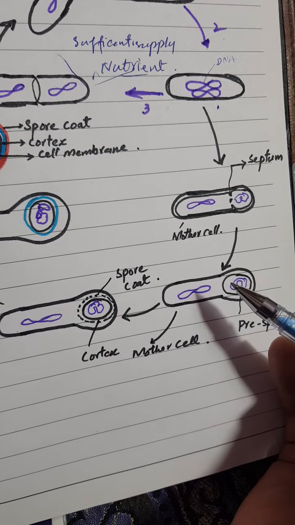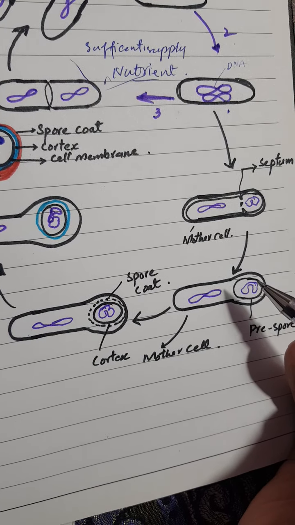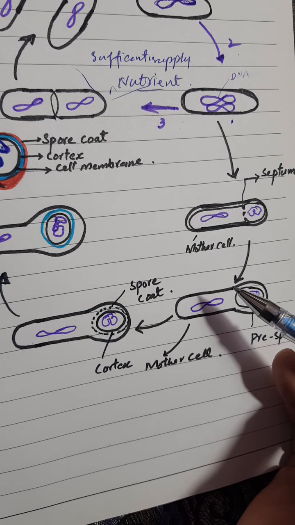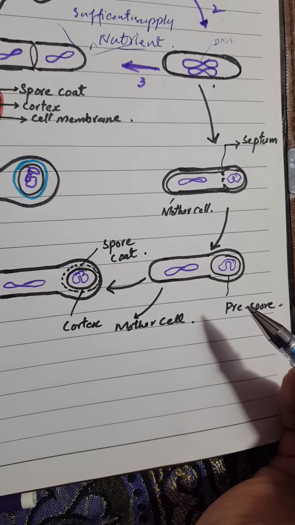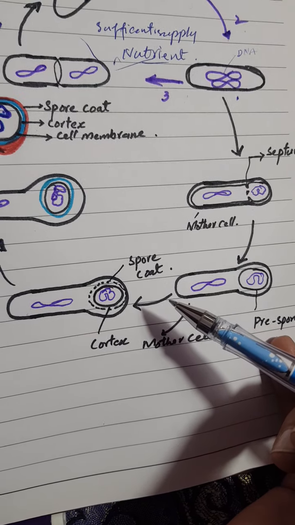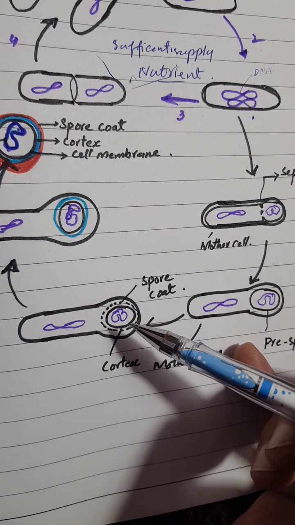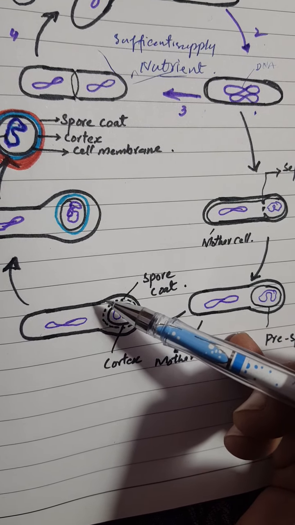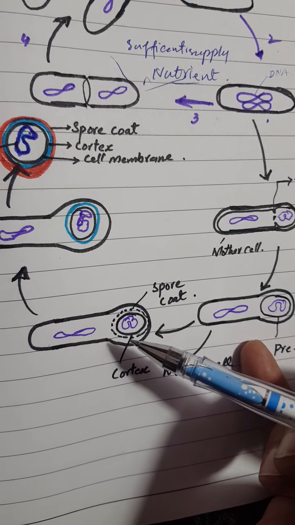And in the next stage, there is complete membrane formation around this DNA molecule, in a very small cell, you may say. So it is named the pre-spore. The rest is the mother cell. Now the pre-spore will form another spore coat. It is the cell membrane, which was the mother cell membrane, and now there are coat pieces. There is formation of the spore coat.